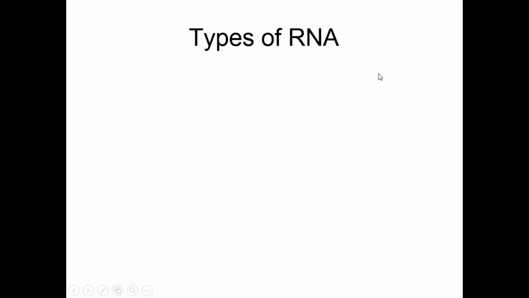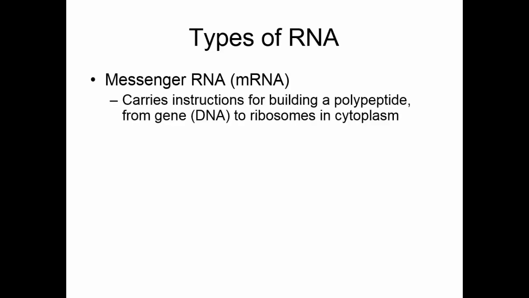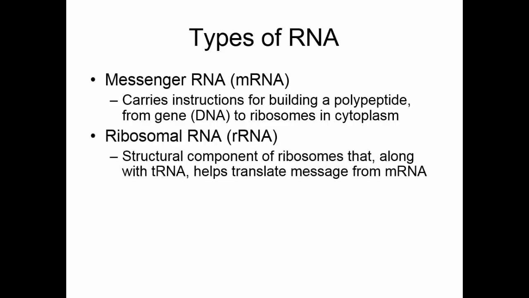There are 3 types of RNA that are involved in protein synthesis. The messenger RNA, or mRNA, carries the instructions for building the protein from the gene, from the DNA, to the ribosomes in the cytoplasm. This is what we're going to make in the nucleus. The ribosomal RNA is a structural component of the ribosome. That, along with the tRNA, helps translate the message from the mRNA.